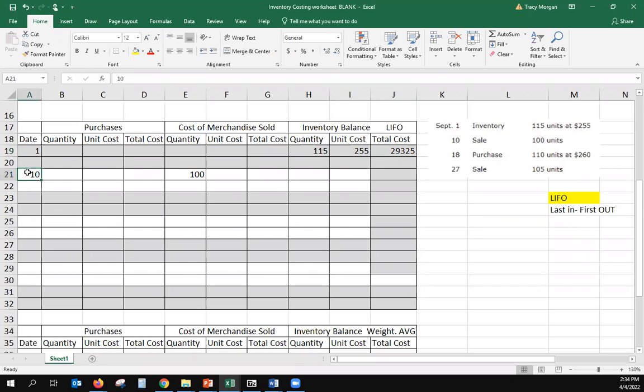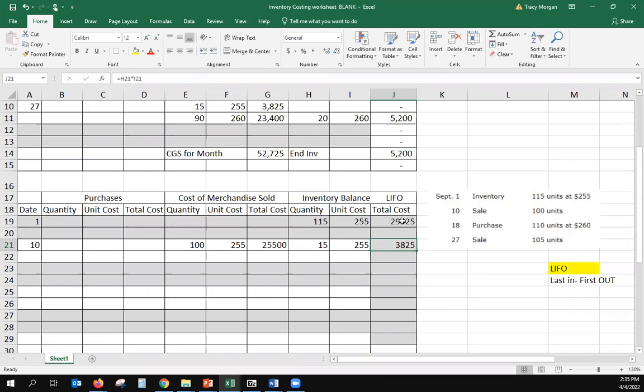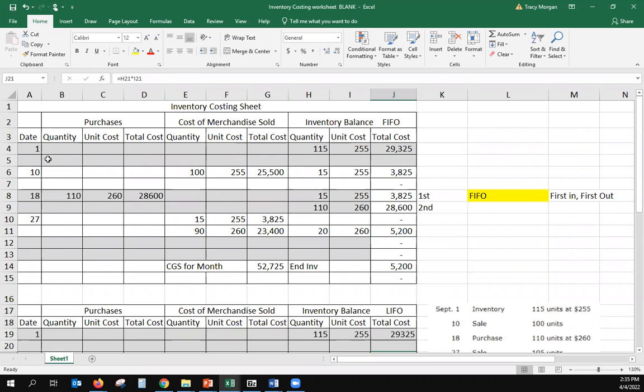Then on the 10th, we sell 100 units that cost us $255 for a total cost of, let's multiply that out, $25,500. If we had 115 and we sell 100, how many do we have left? 15. I have 15 $255 units. We'll multiply that out to get our ending inventory at the end of that day on the 10th, $3,825. Now, if we look up at our FIFO chart, nothing has changed. The first 2 days are exactly the same.